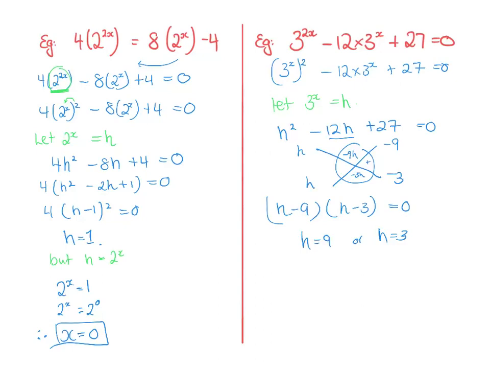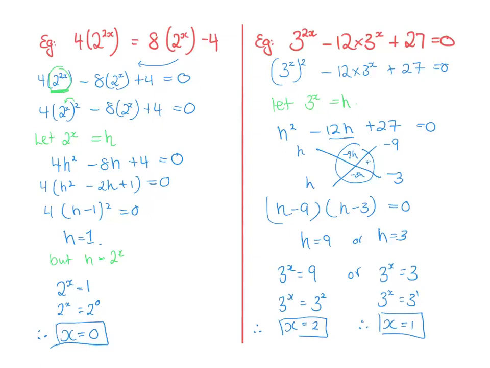But we said h is actually 3 to the power of x, so I could say 3 to the power of x equals 9 or 3 to the power of x equals 3. And now we're going to match up the bases. So 9 could be written as 3 squared, so therefore x equals 2. And this one, there's an assumed 1 there, so therefore we could say x equals 1. So this one has two answers. x could equal 2 or x could equal 1.